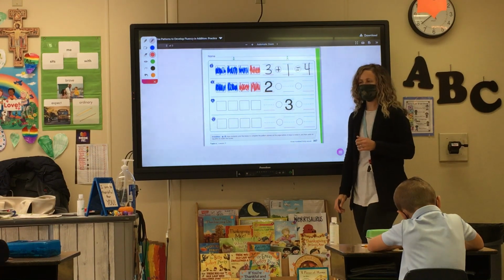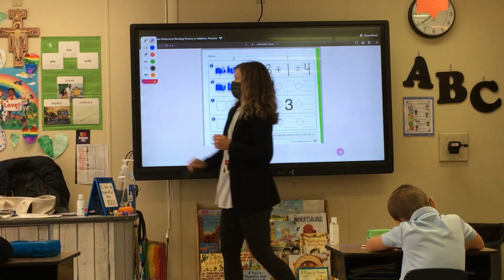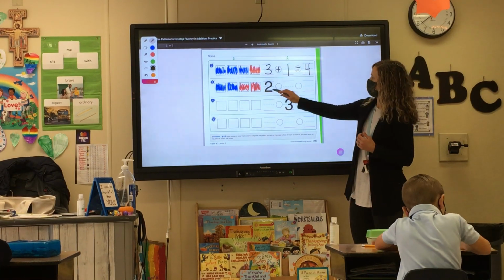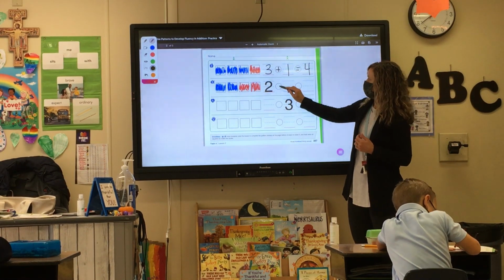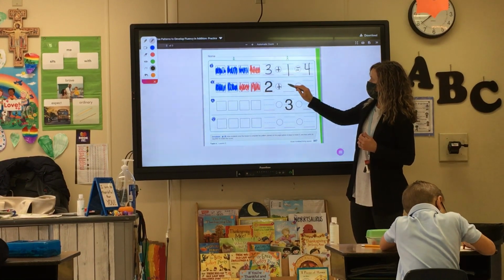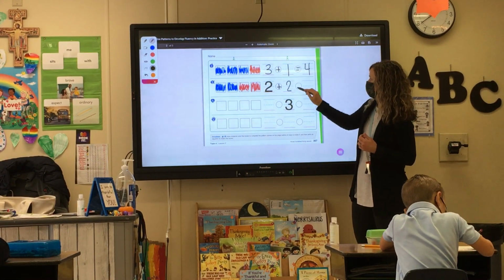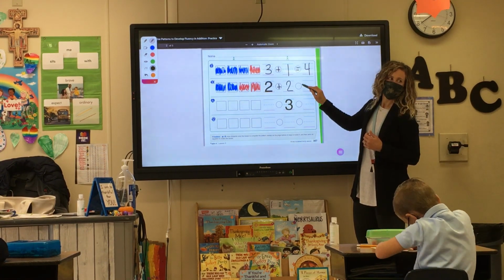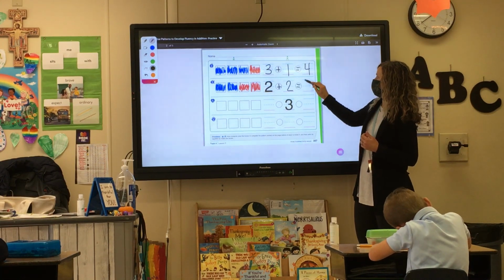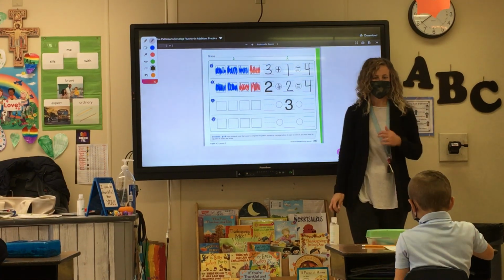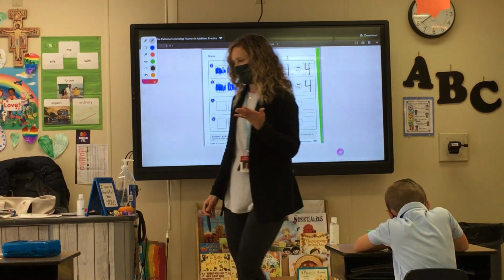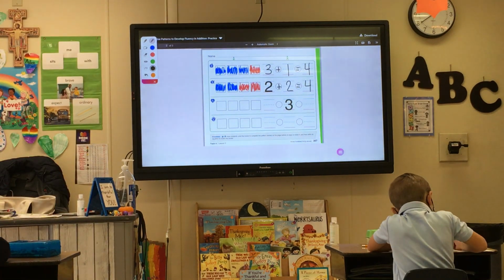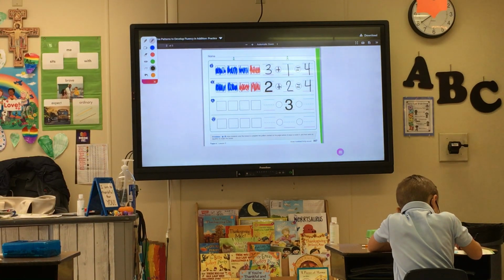Okay, so then we're going to get our pencil back out. And who can read me my equation this time? Jacob, can you read it for me? 2 plus 2. Good job. Equals 4. Very good. So 2 plus 2 equals 4. You got that? 2 blue plus 2 red. We only have 2 more. Equals 4.